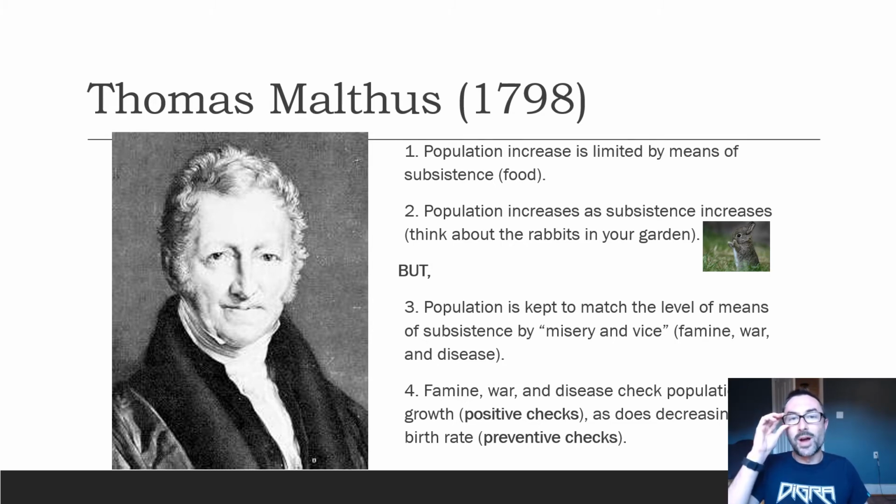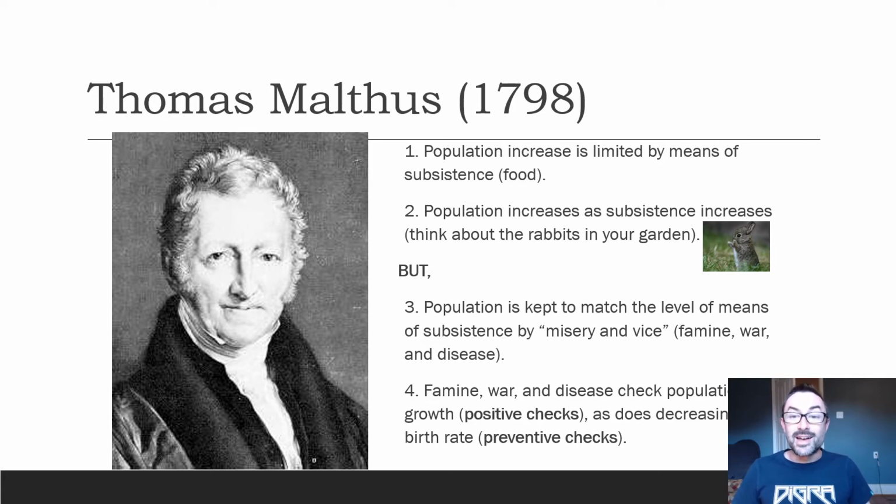He wrote an essay, widely published, widely read, influenced Darwin, influenced Herbert Spencer, who's an early sociologist, influenced a lot of people who were thinking evolutionarily back in the 19th century, called an Essay on the Principle of Population. And he said a few things. He said, one, that population increase is limited by means of subsistence. So the population can only grow according to as much food as there is. You can't outgrow your food supply. If there's no food, you can't grow the population.